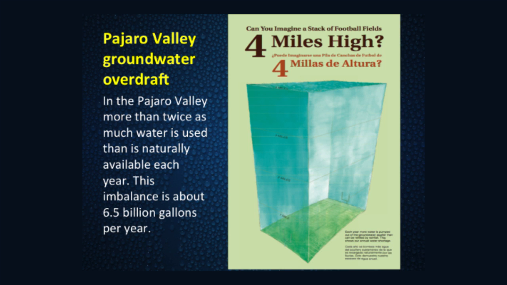Okay, there you go. Tell me about the overdraft. I'm not going to spend a lot of time on this, but you can see it's been estimated that 6.5 billion gallons per year are withdrawn from the aquifers in the Pajaro Valley, and it's not replenished. It's a lot of water.